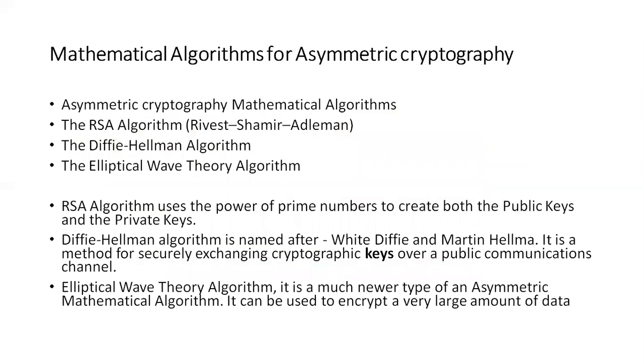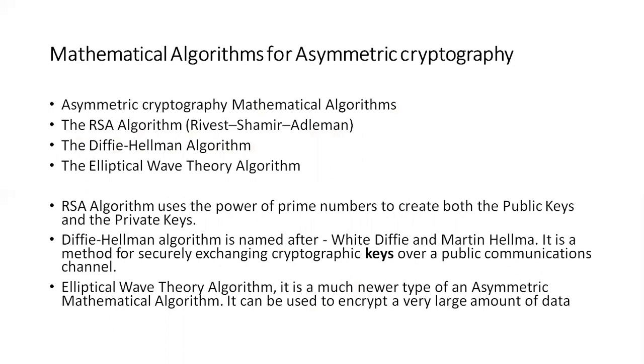Now, what are the mathematical techniques, the mathematical foundation, we should know in order to understand asymmetric cryptography? Some of the popular algorithms used in asymmetric cryptography are the RSA algorithm, which is based on three scientists called Rivest, Shamir, Adleman, the Diffie-Hellman algorithm, and the elliptic curve algorithm. RSA and Diffie-Hellman will be discussed in our future sessions. The RSA algorithm uses the power of prime numbers to create the private key and public key, because it is also a type of algorithm suitable for asymmetric cryptography.